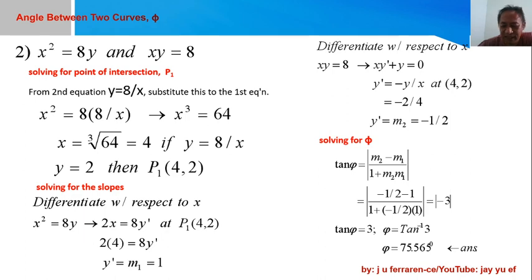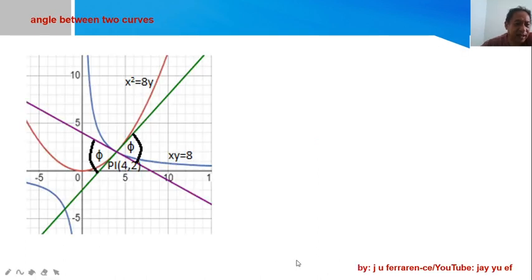And again, to visualize, but actually this is not needed. So you may stop here and give the value of the angle, but just to visualize the given, I have to show the figure. Okay, so the first curve is a parabola. This is x squared equal to 8y. And the second curve, xy equal to 8, is actually this one. This is a hyperbola.